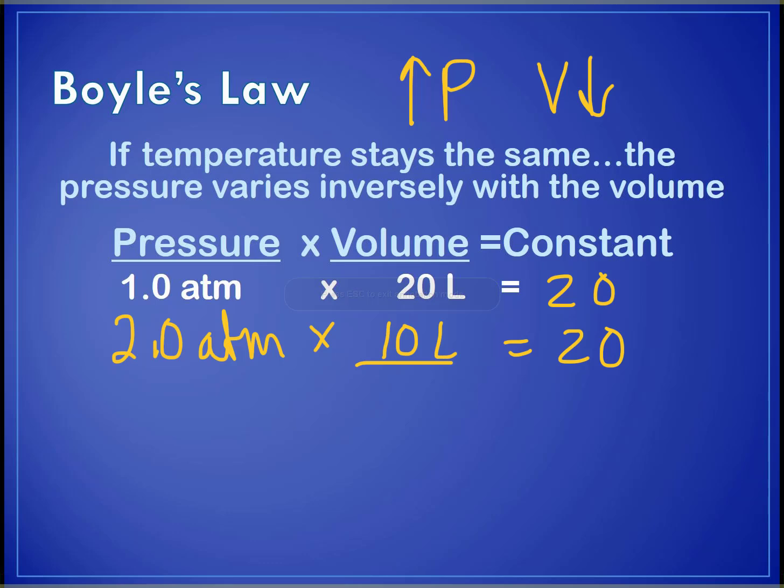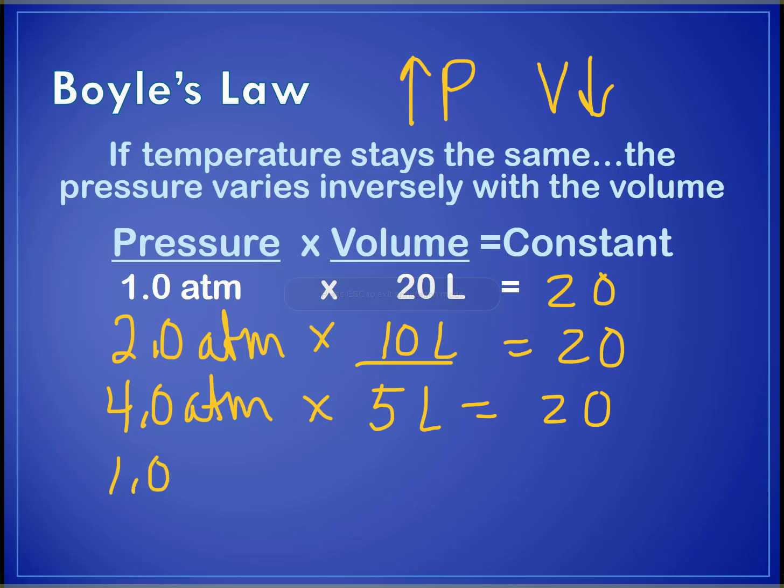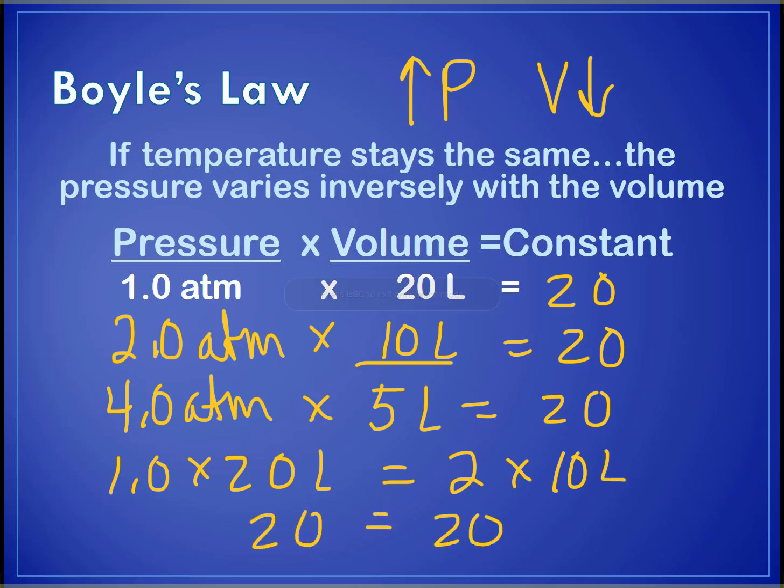And let's go ahead and do it again. Let's say we take our pressure and we double it. So now we're at 4 atmospheric pressure. We would predict that our volume would cut in half again. So we would have 5 liters. So altogether, that would equal 20. So I could take these numbers and I could put 1 on one side and 1 on the other, and I would get the same number. 20 equals 20. And this is Boyle's Law.